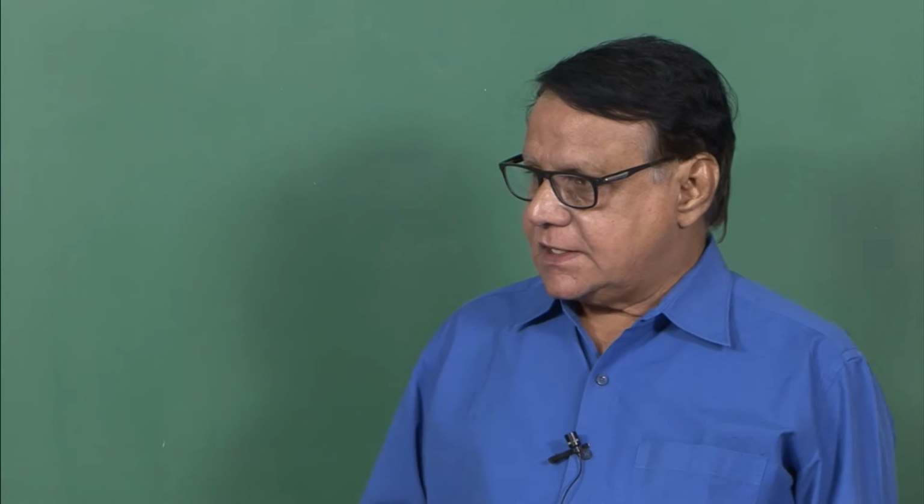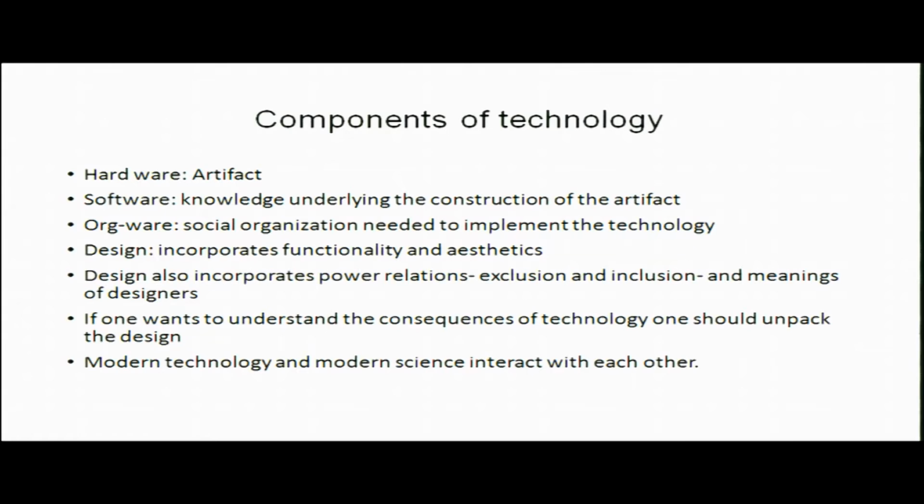And software, the knowledge underlying the construction of the artifact. For example, if one wants to construct a bow and arrow, one should also have some knowledge about the material that is used in constructing the bow and making the arrows. Similarly, in constructing a refrigerator, we require knowledge of materials, and knowledge of the idea that this refrigerator must maintain a certain degree of temperature and so on.